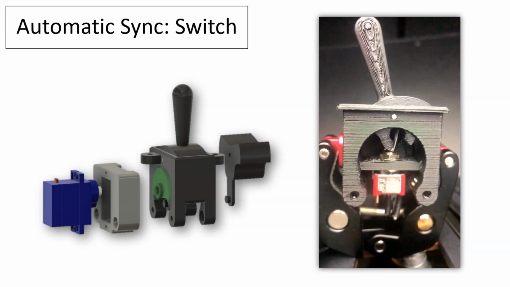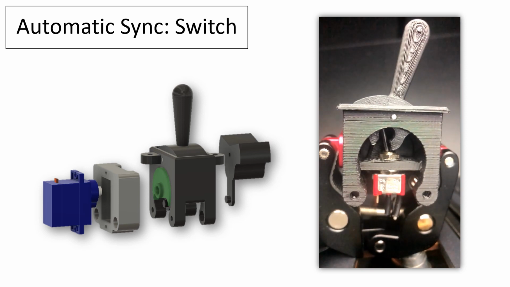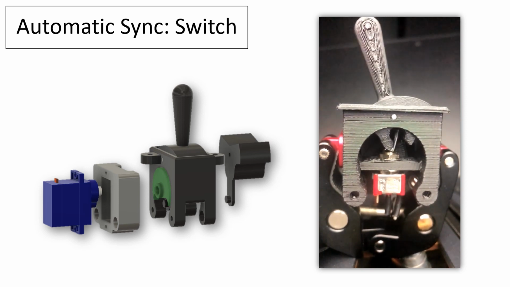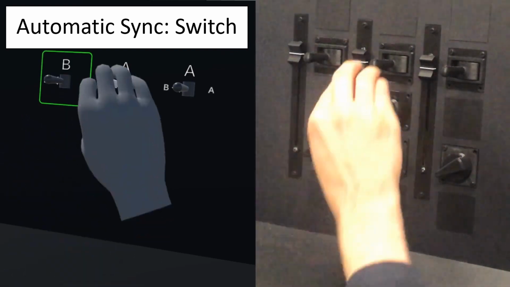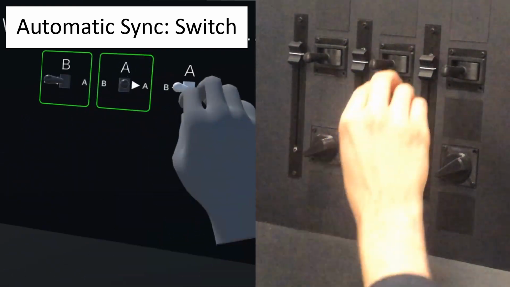For switches, electromechanical actuated toggle switches proved to be extremely rare or expensive, so we developed a custom 3D printed servo-actuated toggle switch. The outer casing operates an internal toggle switch, enabling us to measure the current state. The servo then enables us to automatically synchronize the physical and virtual switch states.